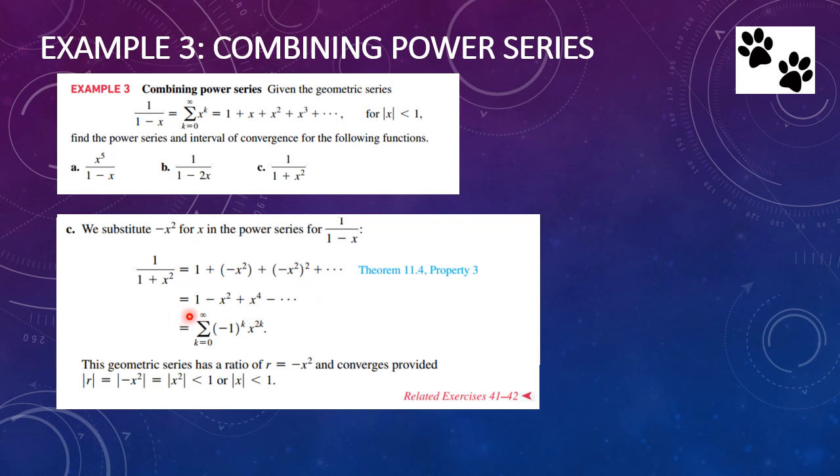Simplifying this, we see that we get 1 minus x squared plus x to the fourth when we have an even exponent in the original function. So we have an alternating series here, so we can rewrite this as the summation of negative 1 to the k, x to the 2k. This geometric series has a ratio of r equals negative x squared and converges provided, again, that the absolute value of r, which equals the absolute value of x squared, is less than 1, or simply the absolute value of x is less than 1. Okay?